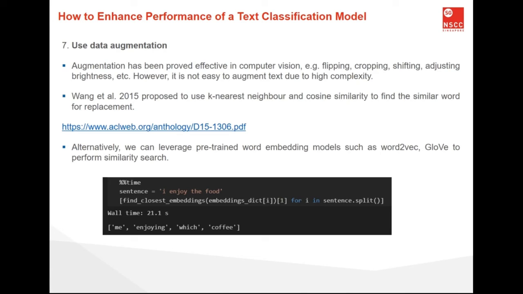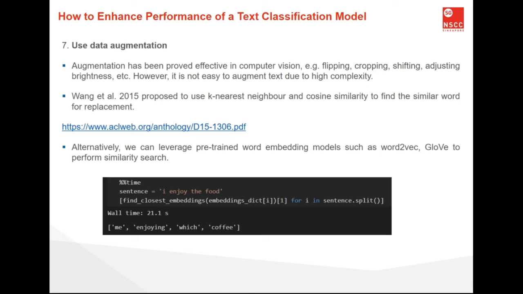However, it is not easy to augment text due to its high complexity. Not every word can be replaced with other synonyms. Even changing one word, the context can be totally different. For NLP, data augmentation should be done carefully due to the grammatical structure of the text.